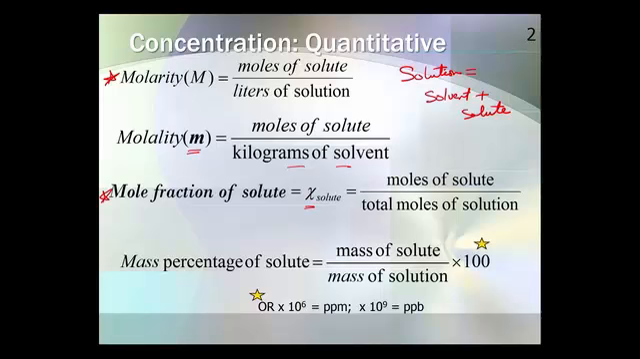In this equation, we're focusing on masses. And we take the mass of the solute and we divide it by the total mass of the solution. If we multiply that by 100, then we get mass percent. But notice the star. We could in fact multiply it by 1,000,000, and that would give us parts per million, or we could multiply that fraction by 10 to the 9, which would give us parts per billion. We tend to use these two last multiplications when we're working with extremely dilute solutions.